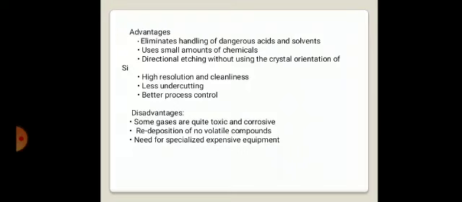Now the disadvantages of dry etching: some gases are quite toxic and corrosive, and second is deposition of non-volatile compounds. Third is the need for specialized, expensive equipment. So by these we can easily understand the advantages and disadvantages of dry etching.